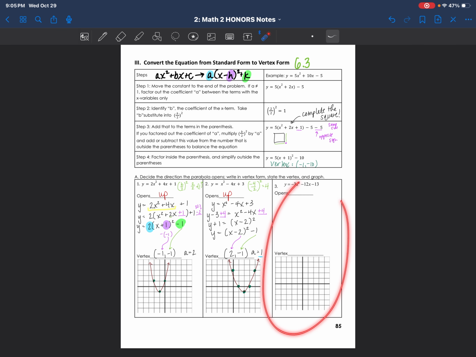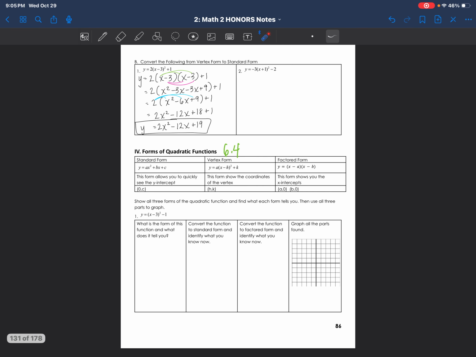All right, so I want you to do that way. You can do this way or this way. Whichever way you feel more comfortable with. I think since we practiced this way, most people would probably like that way. But go ahead, I want you to try that one.